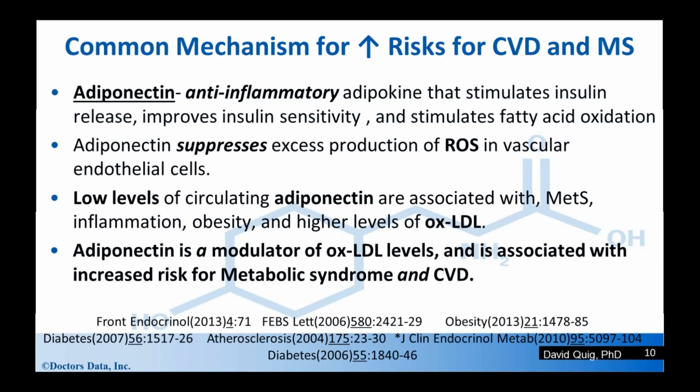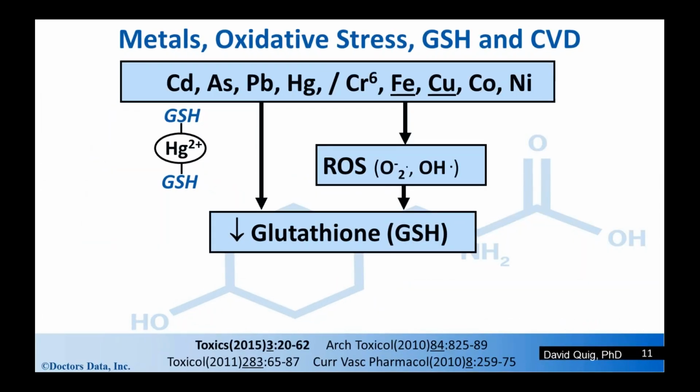So adiponectin is a modulator of oxidized LDL and is associated with increased risk for metabolic syndrome as well as cardiovascular disease. Now, let's switch gears just for a moment, since we're talking about oxidized products, and look at the relationship between metals, oxidative stress, glutathione, and cardiovascular disease. On the left, we see the most commonly encountered xenobiotic metals: cadmium, arsenic, lead, and mercury. We know from the literature that in order for the body to get rid of, say, inorganic divalent mercury, it requires 2 glutathiones to be conjugated to it. That's great because we get rid of the mercury, but we're short 2 glutathiones.